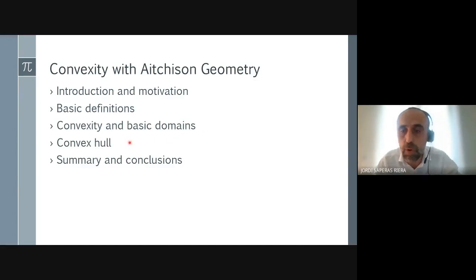In the fourth point, we will apply the definition of convexity to define the convex hull in the simplex. And finally, we will finish the seminar with the summary and conclusions.